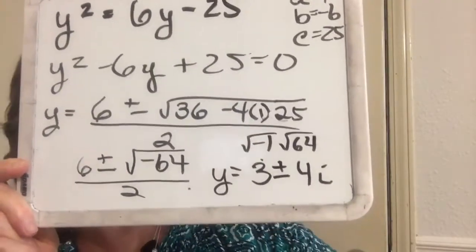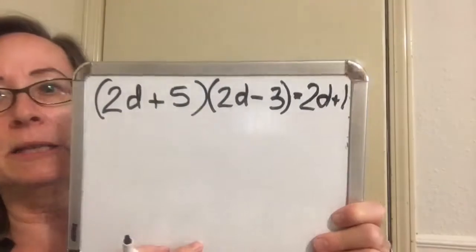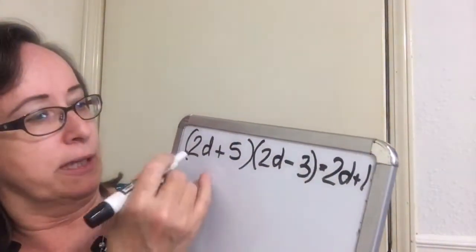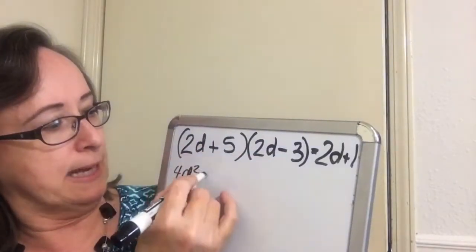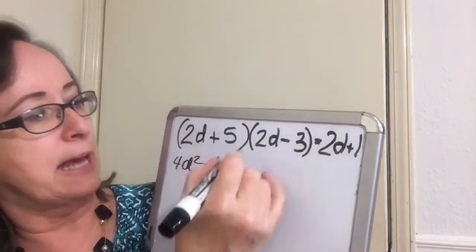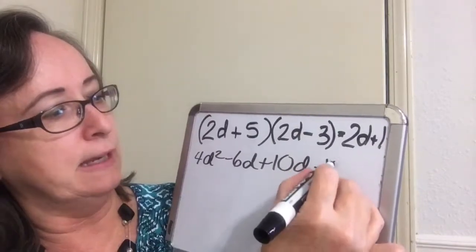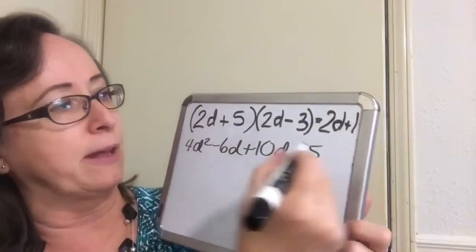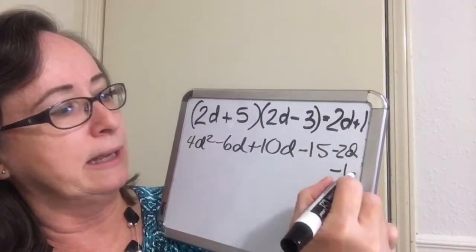Okay, we have one more problem to go before we go into the discriminant. So this one, it's going to take a little bit more work because it is not in the right form. So we're going to FOIL this, and we're going to get 4d squared. First, outside is negative 6d. Inside is 10d. Last is negative 15. Okay, and now this 2d plus 1, I'm going to move to the other side. So minus 2d minus 1 equals 0.